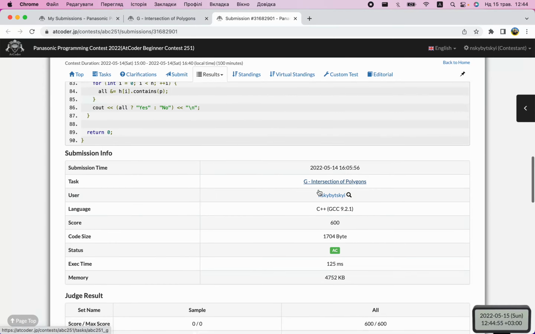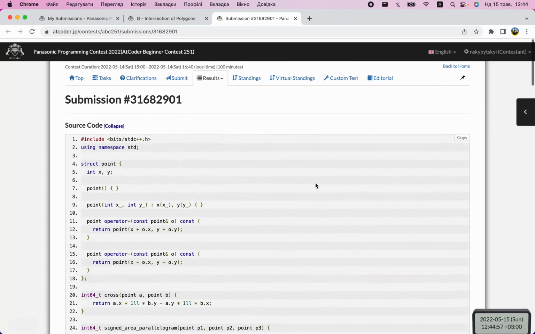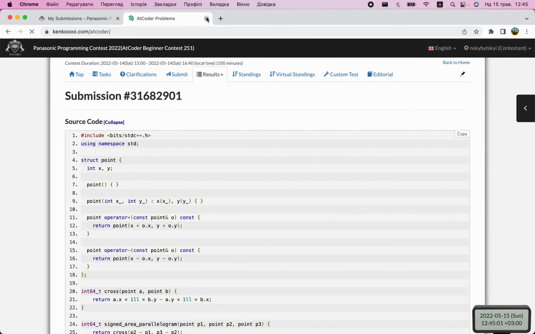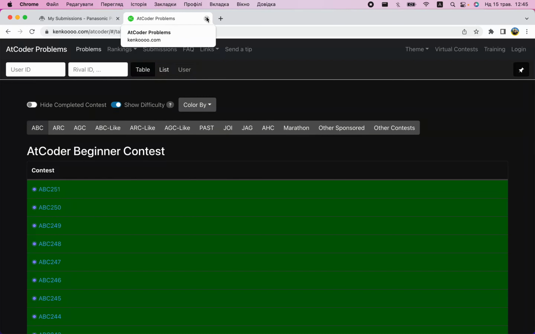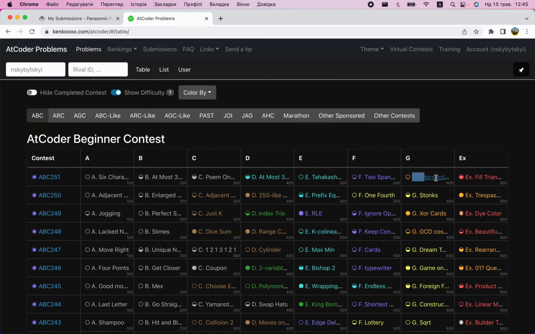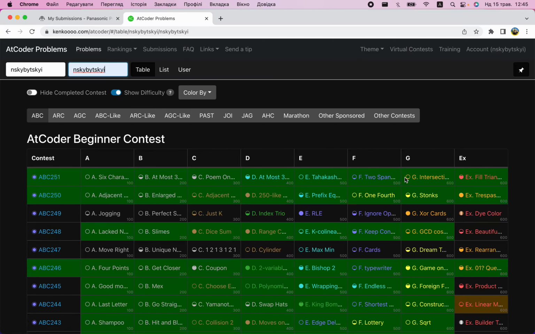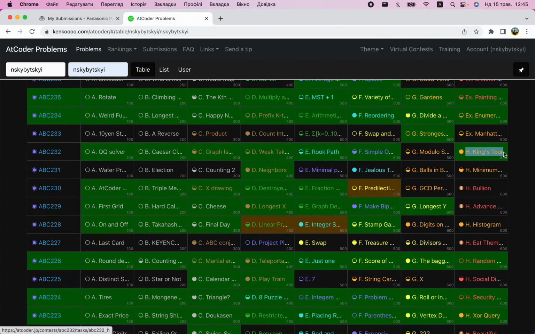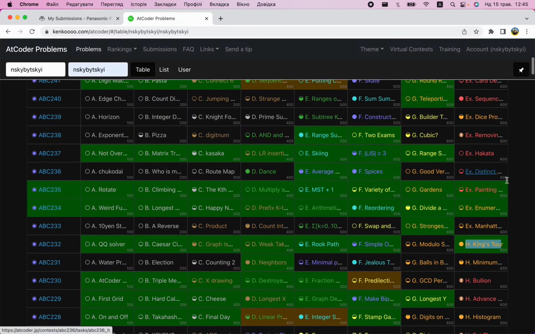It was the second orange problem that I solved in contest. If you go to kenkoooo.com, you will see that problem G is low orange. This is the second time ever I solved an orange problem in contest. Here you go, here we will actually see that I solved it. So it was very nice, especially because it was geometry, which I kind of don't like. The first time, in case you're wondering, was King's Tour, some 20 contests ago.